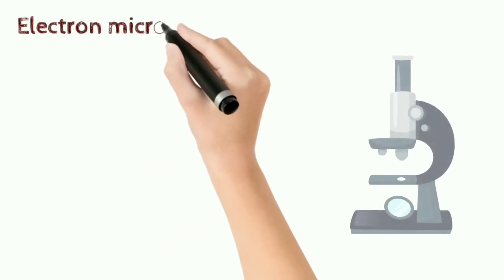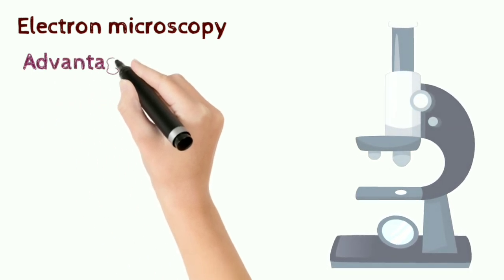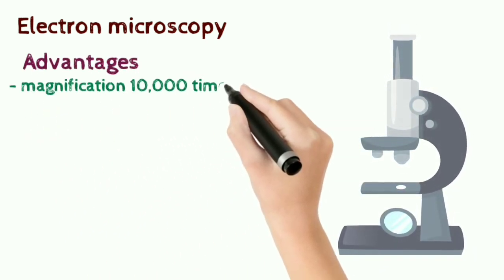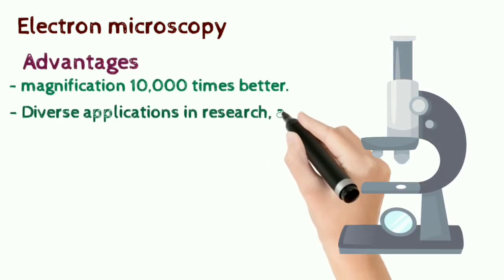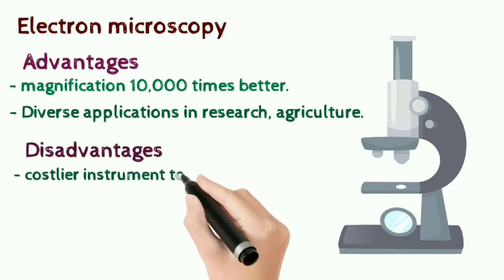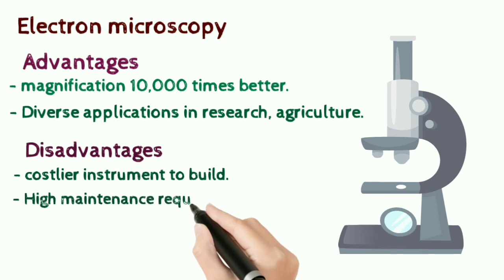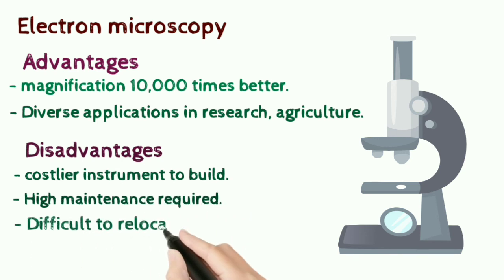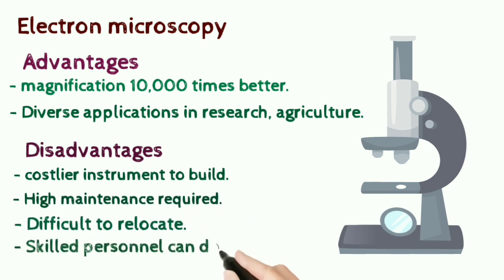Electron microscopy advantages are magnification 10,000 times better and diverse applications in research and agriculture. Disadvantages: it is a costlier instrument to build, high maintenance is required, it is difficult to relocate, and only skilled personnel can operate it.